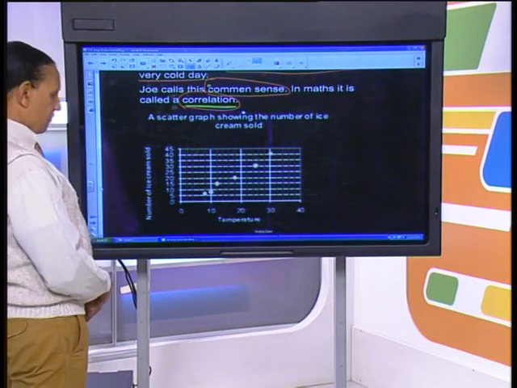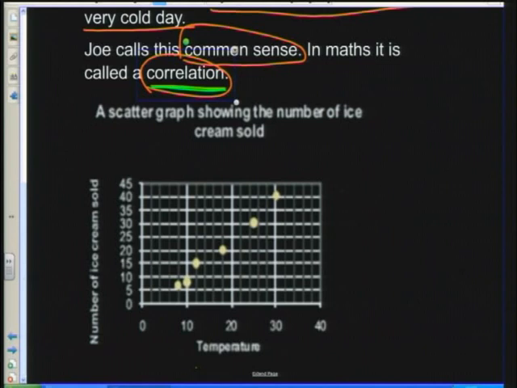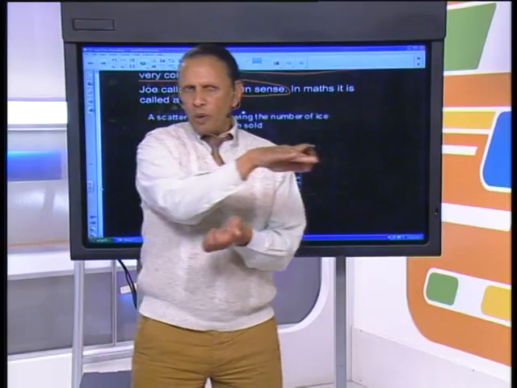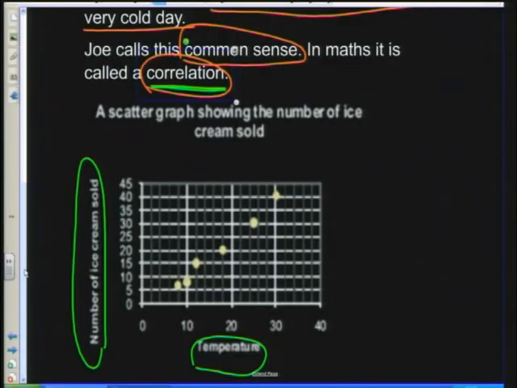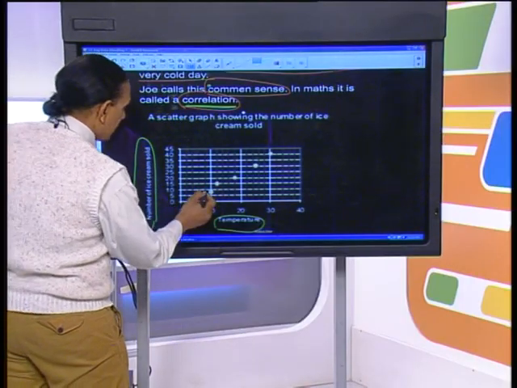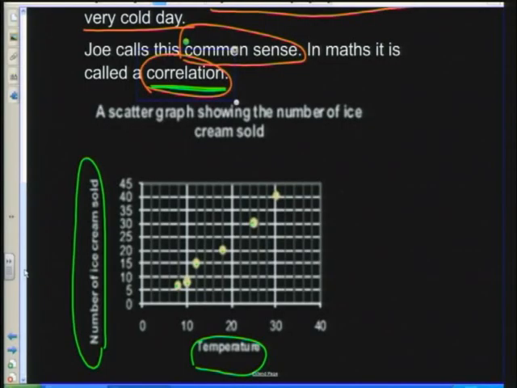There is Joe's graph. You see here we have temperature on the x-axis, right? Because temperature can't really change, so we put it on the x-axis. And then here we have the number of ice cream sold. And this is what Joe has done. And so he did his scatter plot from his research. And you'll notice that this graph lies in that direction. And we say it is in a positive direction, or we say a positive correlation.